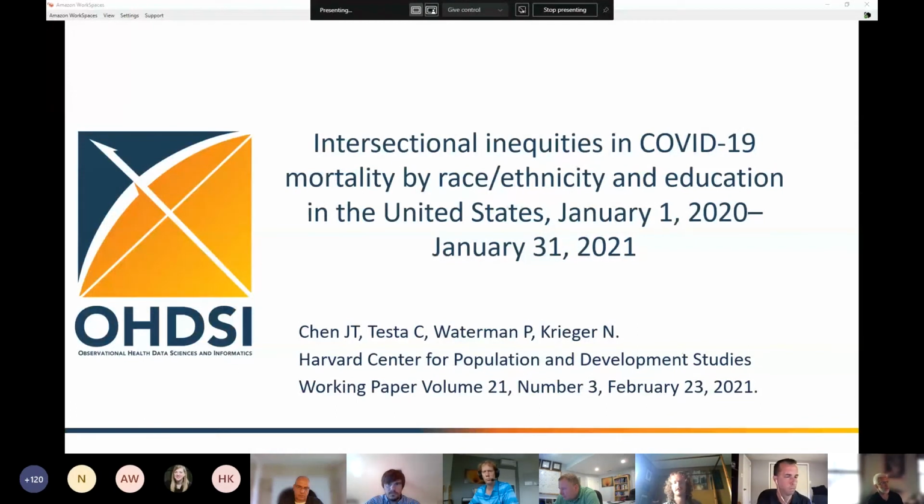Okay, I got my visualization from a paper called Intersectional Inequities in COVID-19 Mortality by Race, Ethnicity, and Education in the United States from January 20 to 21. And it's from a team from the Harvard Center for Population and Developmental Studies led by Chen.